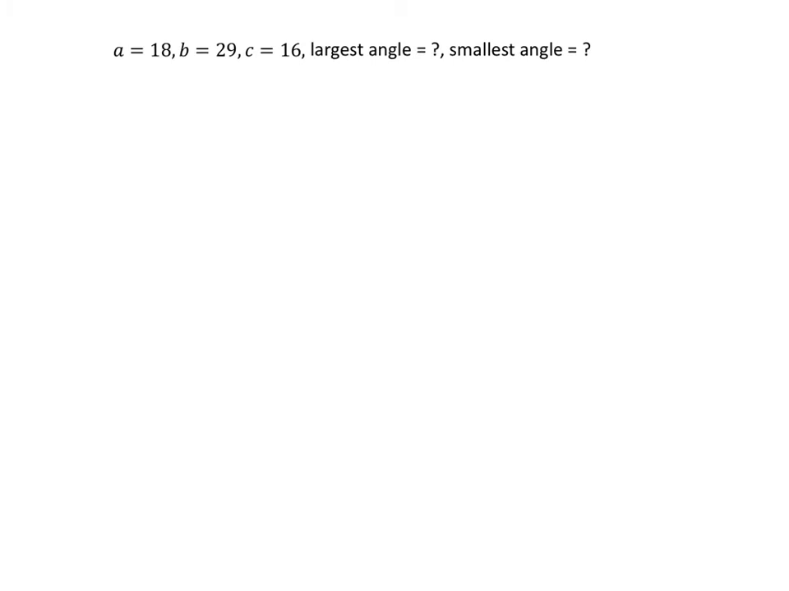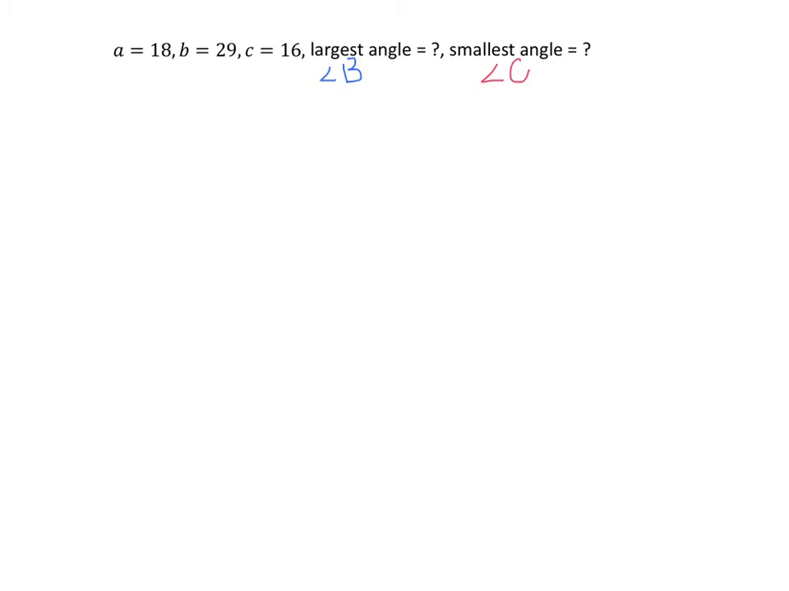This problem is actually a little bit interesting because you don't know if you're looking for angle A, angle B, or angle C. What you know is that you're looking for the largest angle and the smallest angle. So here are some clues. The largest angle is always opposite the largest side. So that tells us that we're looking for angle B. The smallest angle is opposite the smallest side, which means that we're looking for angle C.